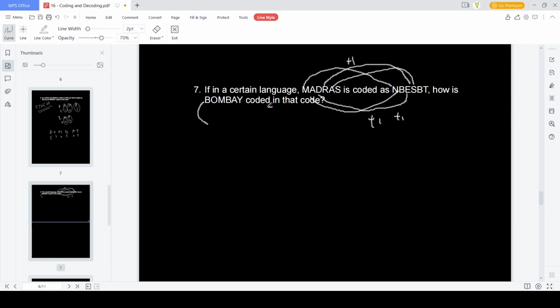So I'll write the code directly here. B will be C, O will be P, because OPQ, M will be N, B will be again C, A will be B, and Y will be Z. So this will be the code. This was very simple.